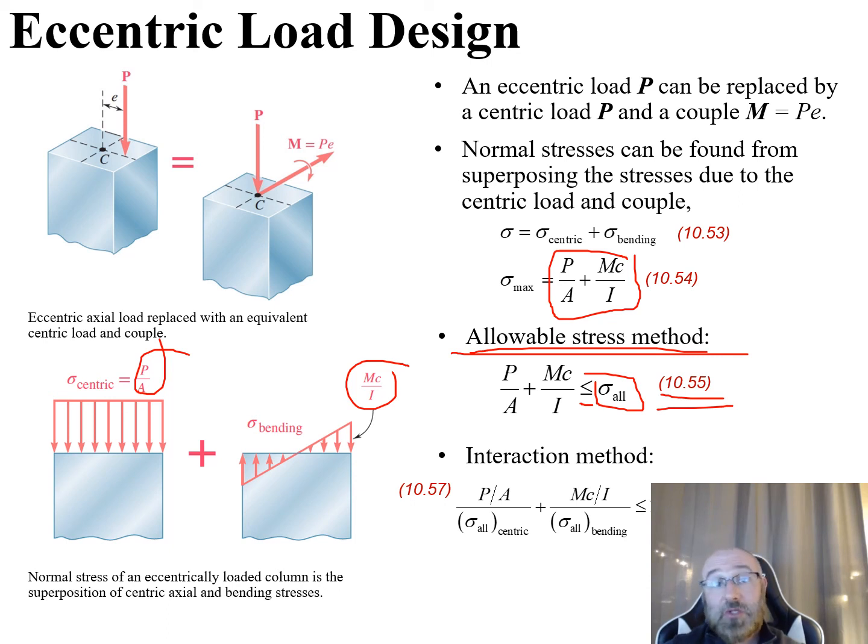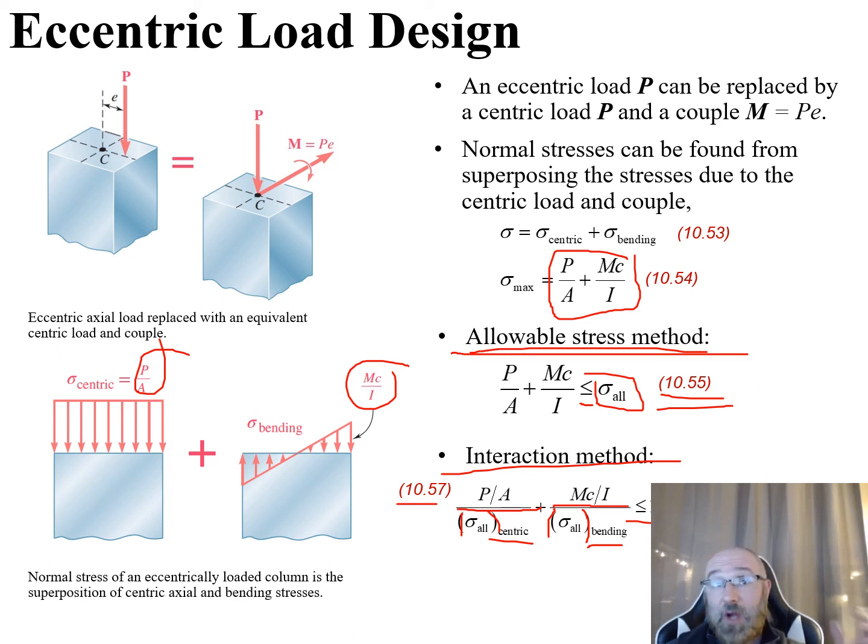Now we can also use our interaction method, which relates back to our equation 10.53, where this shows that P over A divided by our allowable stress centric plus MC over I divided by our allowable stress bending must be less than or equal to 1.